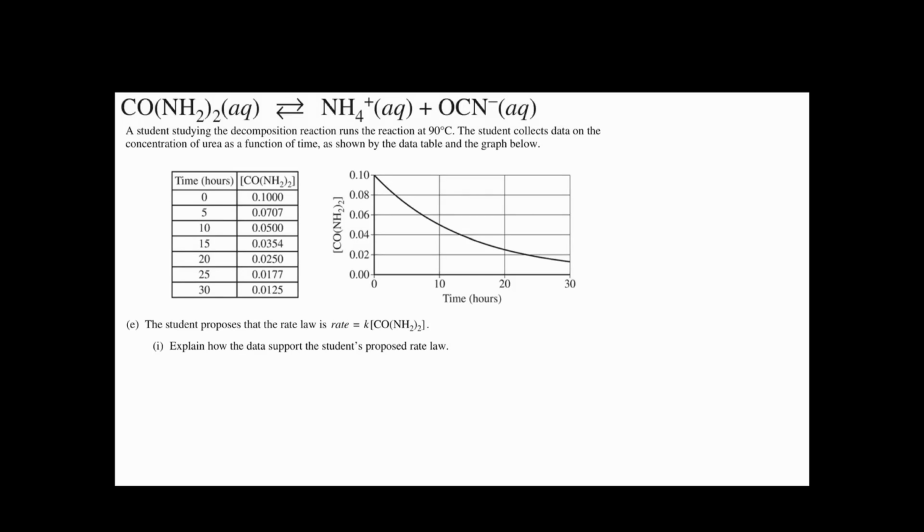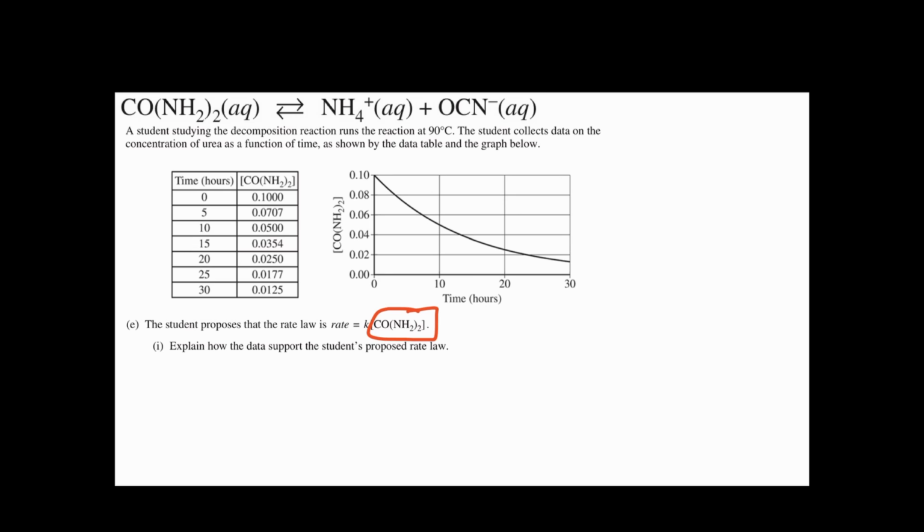In this question, we are given a new equation with some ammonia compounds. We see that we're studying urea as a function of time, and he proposes that the rate is first order as seen here because there are no exponents, so we assume an exponent of 1. We are asked to explain how the data supports the student's proposed rate law.